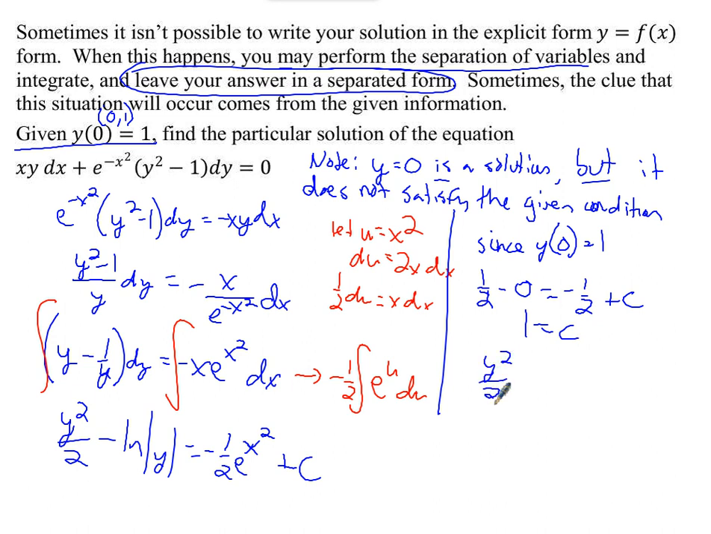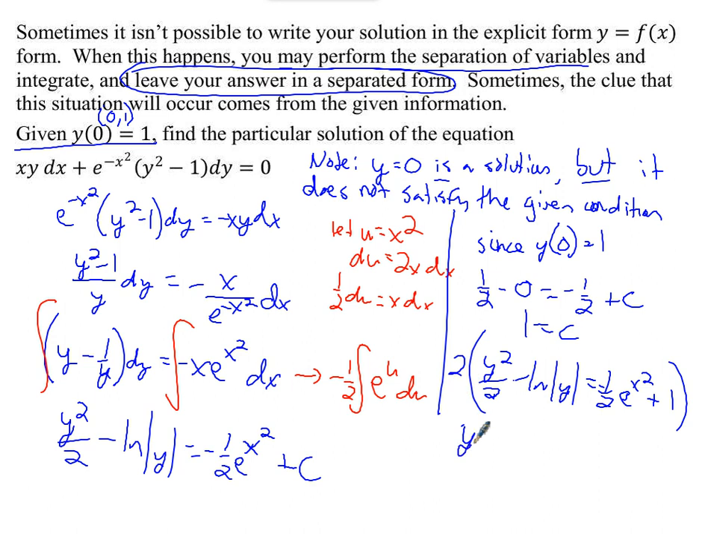y squared over 2 minus the natural log of the absolute value of y equals 1/2 e to the x, negative 1/2 e to the x squared plus 1. Now you could see an answer written like that more likely. What they're going to do though is multiply through to get rid of the fractions, which means I'd have to multiply this equation by 2. So I'm going to go ahead and do that.